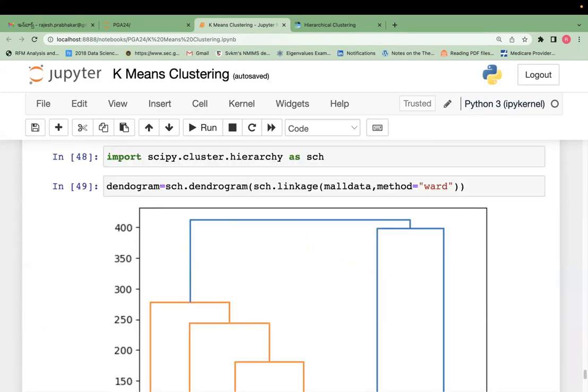Dendrogram spelling mistake, check the spelling. SCH.den, tab. This is the name we have given; on the left side, we have given a name, and the right side is the function.